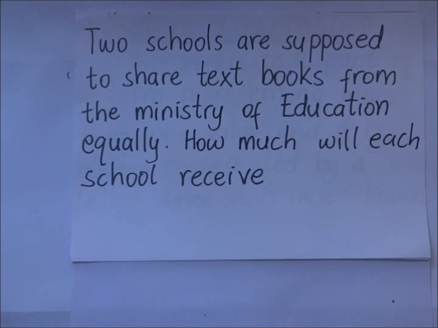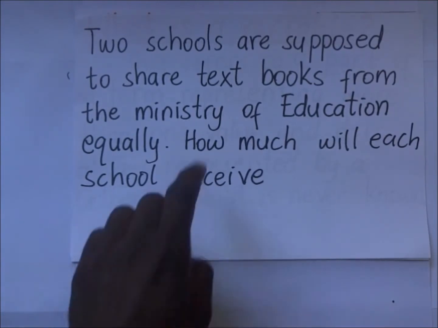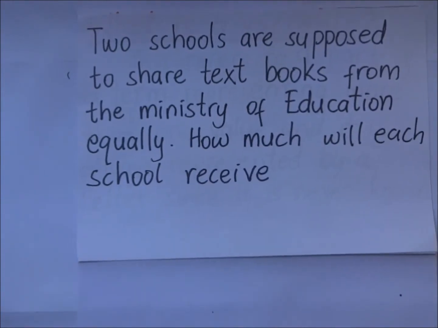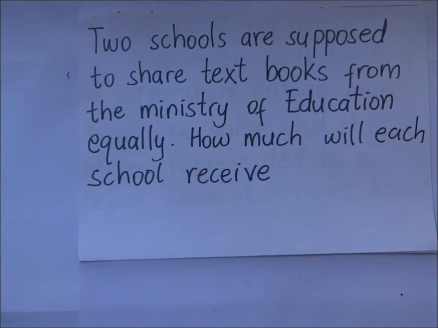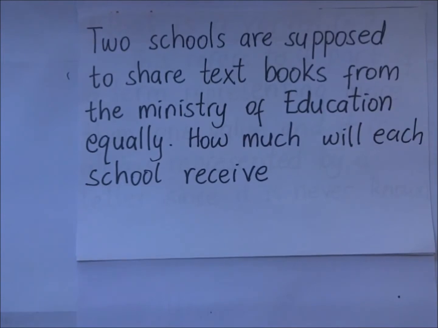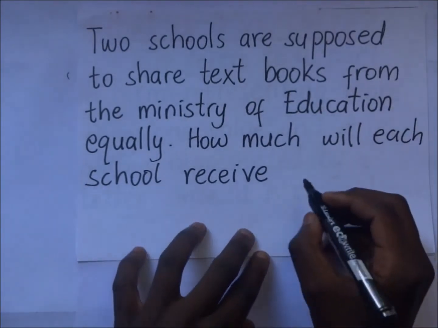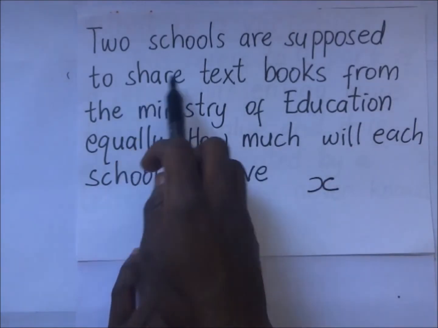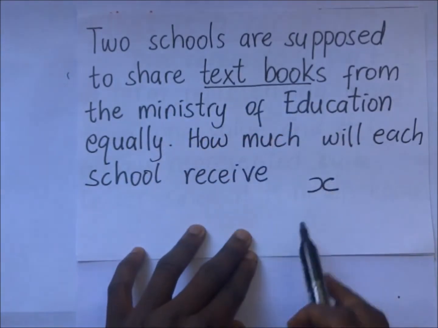If you look at this example, there are two schools and they're supposed to share the textbooks. But the number of textbooks being supplied by the Ministry of Education is not known. There could be 10 textbooks, there could be 1,000 textbooks. We do not know. So what do we do? We are going to call that number of textbooks a certain letter. Call it X, Y, whatever. So let's say the textbooks are X.